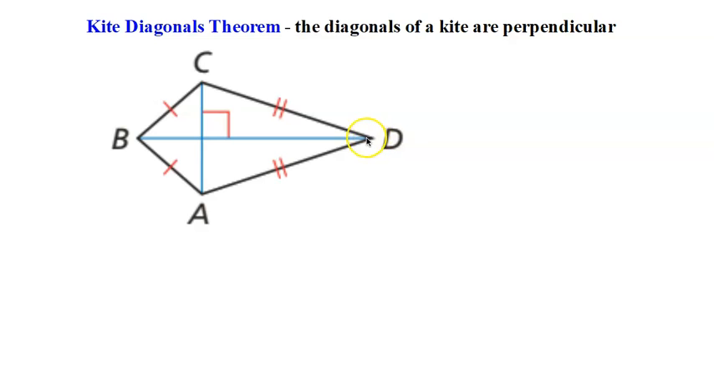Even if I shortened this up, segment BD, and bring it in, if I make all four sides congruent, it stops being a kite. All right, very important.